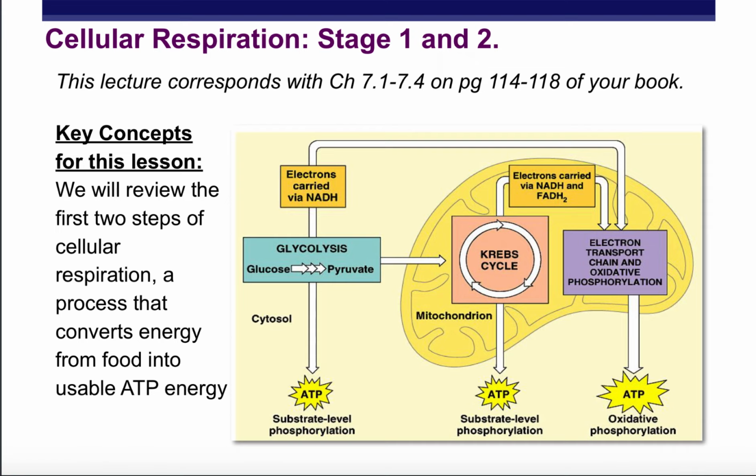Hi everyone, this is a lecture on cellular respiration. I'm going to cover the first two stages of a three-stage process of cellular respiration where we use food molecules and convert the energy that's stored in them into ATP. This follows chapter 7.1 through 7.4 of your textbook, which corresponds to these pages.